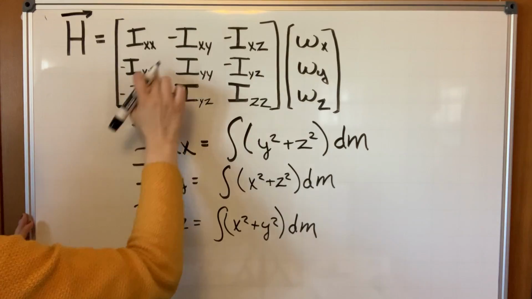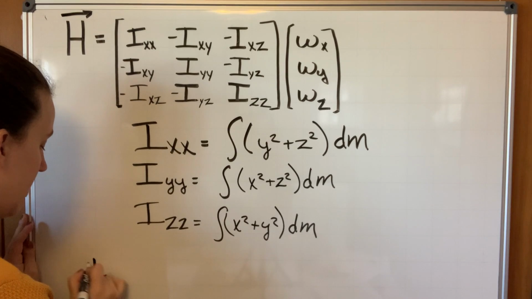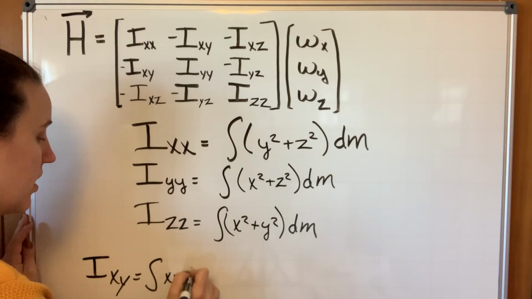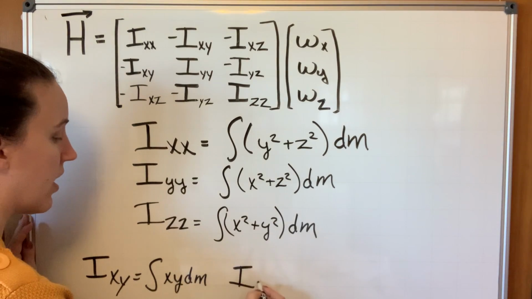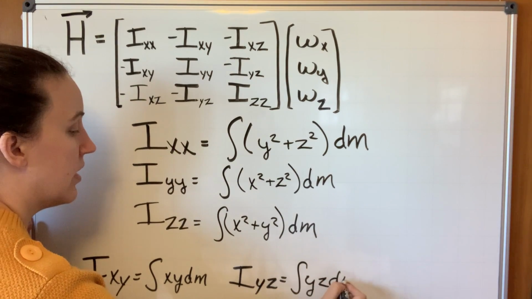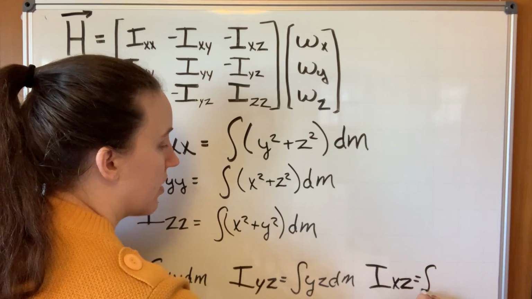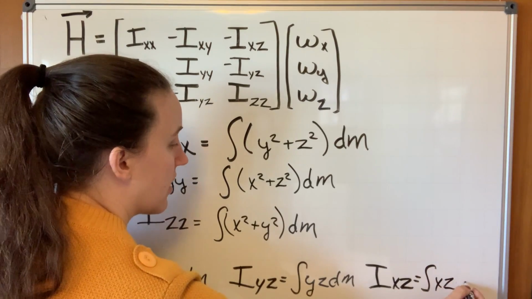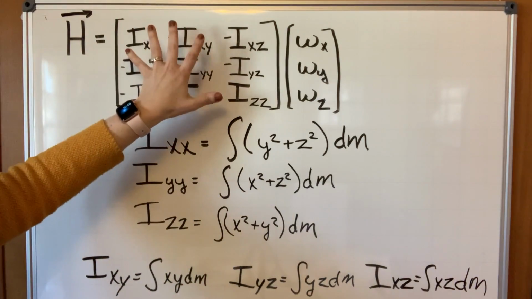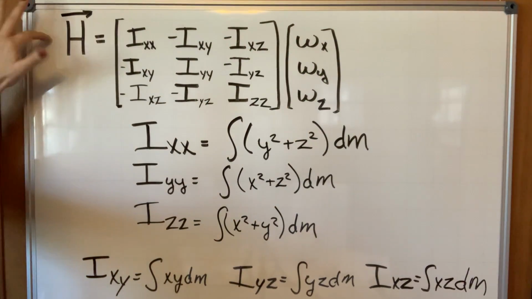And then now these off diagonal terms, and we put them with a negative sign here, because now we can just say I_xy is going to be the integral of xy dm, and we have our I_yz is going to be the integral of yz dm, and we have our I_xz is going to be the integral of xz dm. All right, so this tells us how to calculate all the terms in this matrix, and then this multiplication tells us how to get our angular momentum vector.